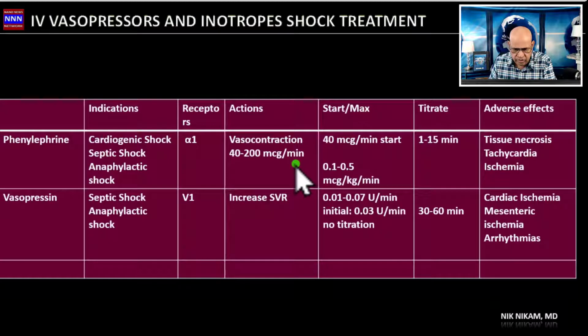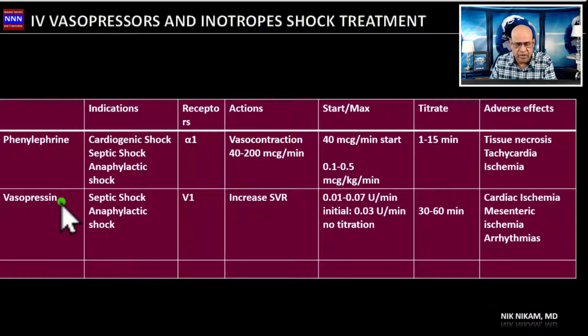Causes vasoconstriction. The dose range is 40 to 200 micrograms per minute. You start off with 40 micrograms and you titrate them at 1 to 15 minute intervals. Again, it can cause tissue necrosis. There could be reflex tachycardia, and it can also cause ischemia.